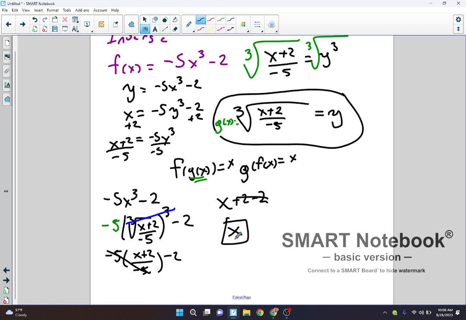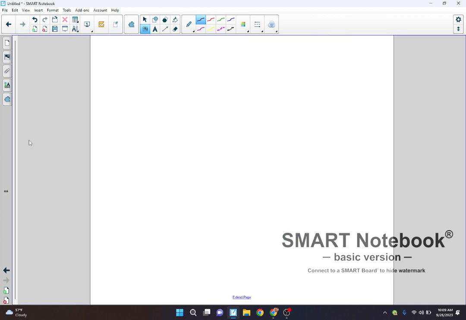On the test, you have to do both sides, okay? All right. So I'm plugging in the f of x into the g of x. So the setup would be cube root of negative 5x cubed minus 2 plus 2 over negative 5, which eventually will cancel out to x, okay? I don't want to run out of time because it is a lot of stuff.